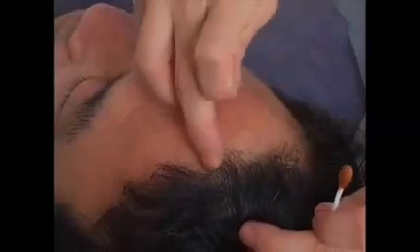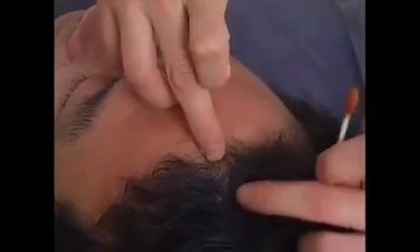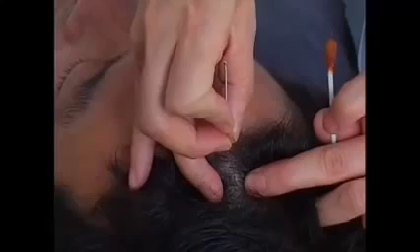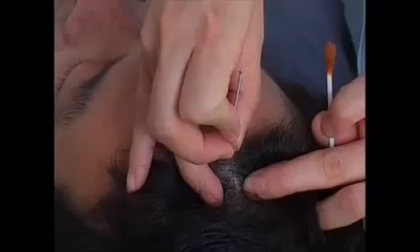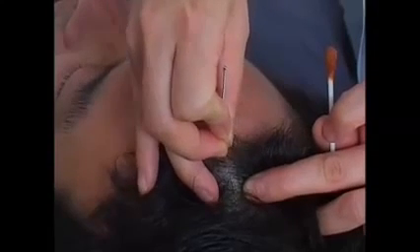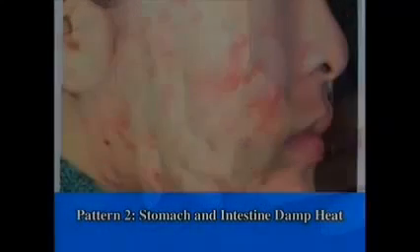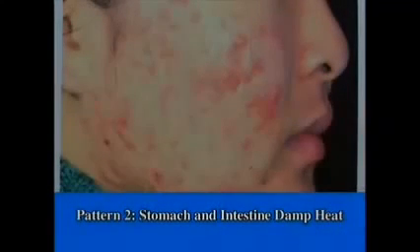Taiyang is located in the tender depression on the temple of the head. DU 23 is located 1 cun posterior to the anterior hairline on the midline of the head. Needle obliquely 0.3 to 0.8 cun. You can also bleed a bean-sized drop of blood from the point. Treat every other day. One course of treatment is 10 days. Pattern 2. Stomach and intestine damp heat.